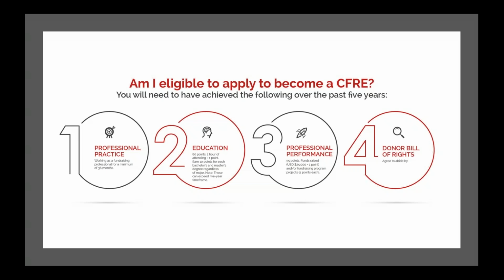For professional performance, this is where you're documenting your successes as a fundraiser, either through actual funds that you've brought in or through projects that you've completed for your fundraising program. Now, points are awarded at a ratio of 1 point per every 25,000 US dollars raised, or 5 points per project. There will be a currency conversion link within the application if you're raising funds in non-US dollars, and you'll be able to translate those over to US dollars to include in the application.